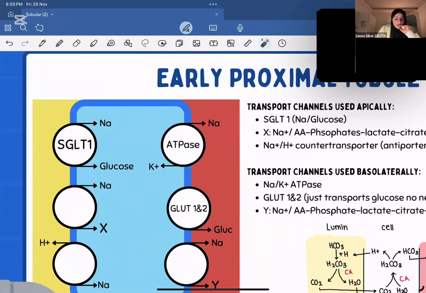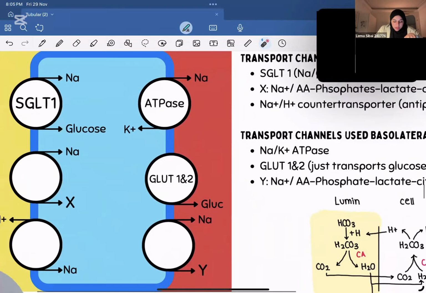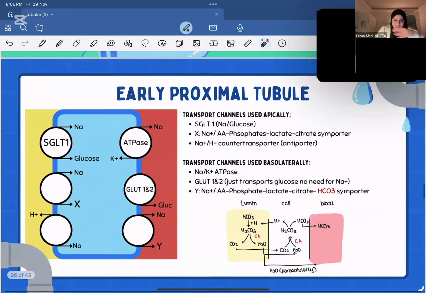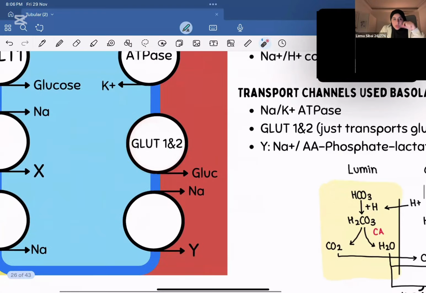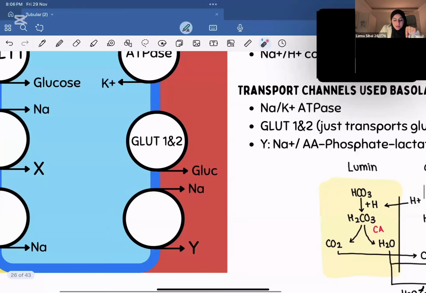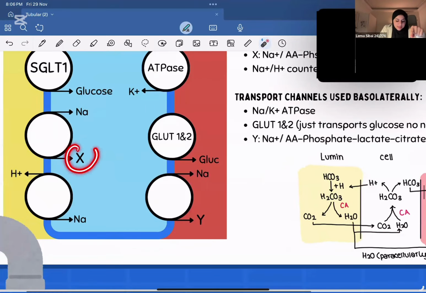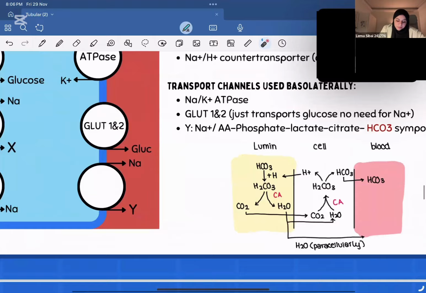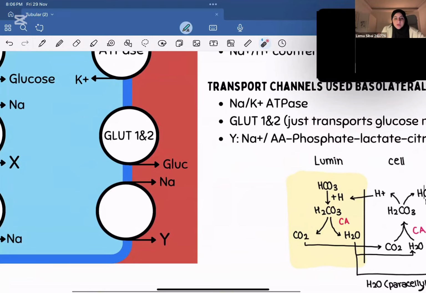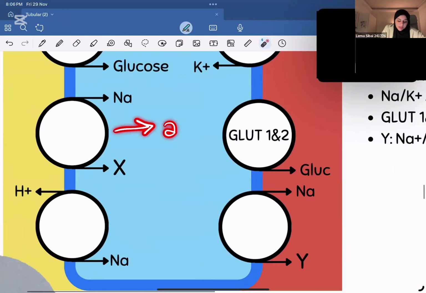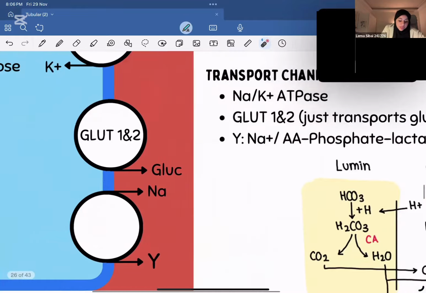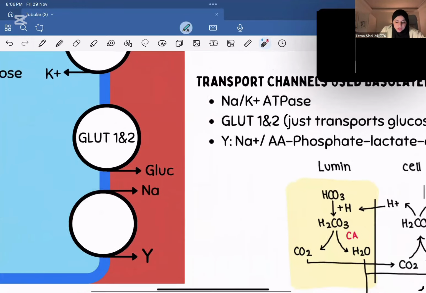Another channel on the basolateral membrane of the cell in the early proximal tubule, that's a mouthful, is GLUT1 and 2. Now, GLUT1 and 2 doesn't use sodium. It just transports glucose right outside of the cell and into the bloodstream. And lastly, this is another channel. This is not X because it doesn't transport the same things. This is very important. This just transports different things like the amino acids and the phosphates and the lactates and all of them. They're already in the cell and they need a way to get out, okay? And this is the channel to take them out of the cell accompanied with sodium.